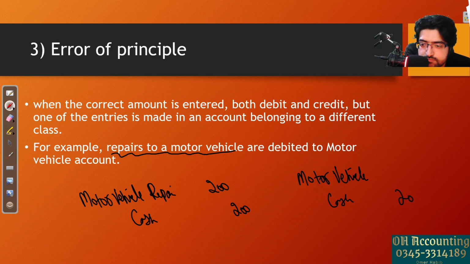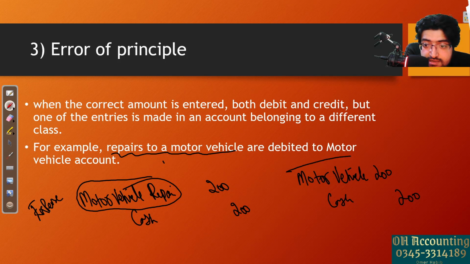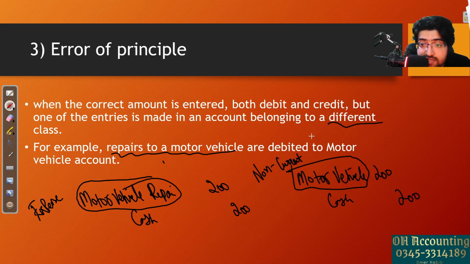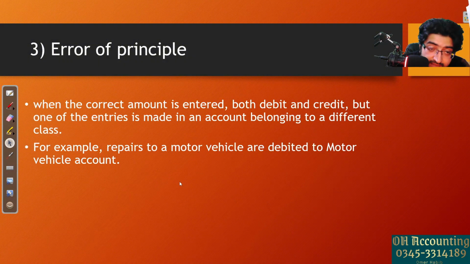So this is wrong because motor vehicle repairs is an expense, whereas motor vehicle is a non-current asset. So this will make a huge difference in our accounting books if we make this mistake, right? It is an account belonging to a different class altogether. So this is called error of principle. It is corrected in the same way that we corrected error of commission just now.